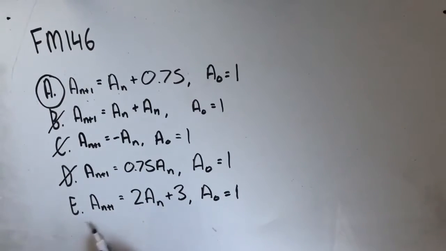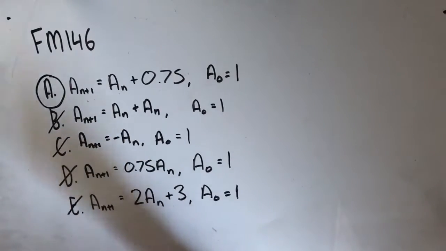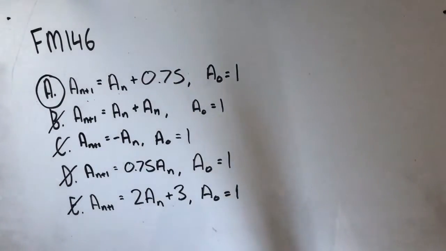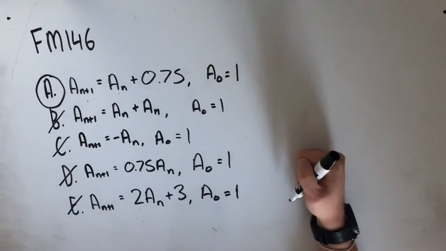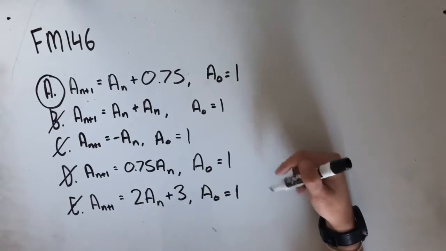Now E looks a little geometric. It looks like a combination of geometric and arithmetic. And for that reason, it isn't an arithmetic sequence because we've also got this geometric part playing in here. We've also got this multiplication of 2. So also not that. So the answer is A, and just to show it to you guys, I'm also going to lay out the first 4 numbers of each of these sequences.